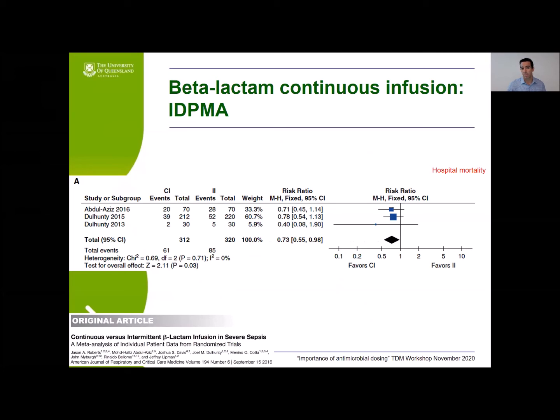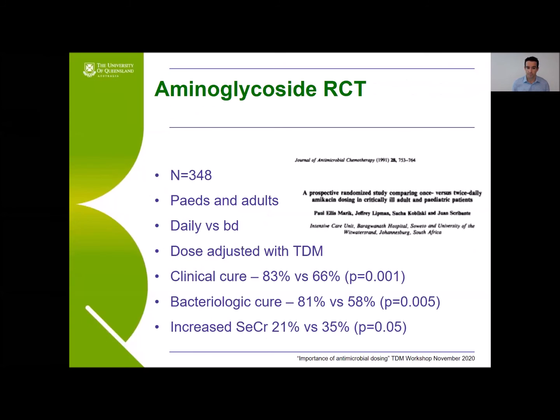This is data from an individual patient data meta-analysis, which provided some of the statistics to guide the sample size calculation for BLING-3, and essentially was able to show that of all of the randomised controlled trials meeting a certain criteria, there was evidence, statistically significant as well, that a continuous infusion, so a form of dose optimisation, was able to reduce hospital mortality in critically ill patients.